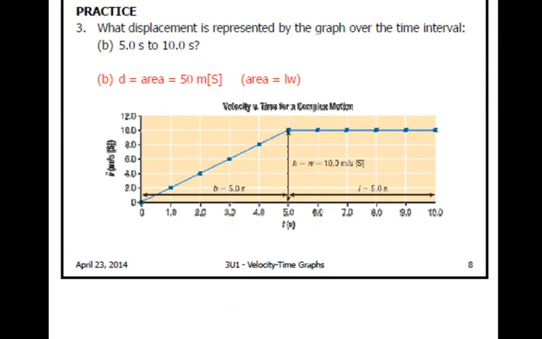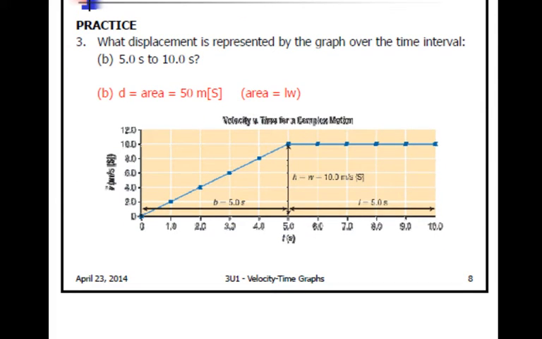Part B, though, is going to say, what is the displacement from 5 seconds to 10 seconds? Well, from 5 seconds to 10 seconds, it is a rectangle, so the area is length times width. The length of the rectangle is 10 minus 5 seconds, so that's 5 seconds, multiplied by the height, which is 10 meters per second. So our area is 50 meters south.